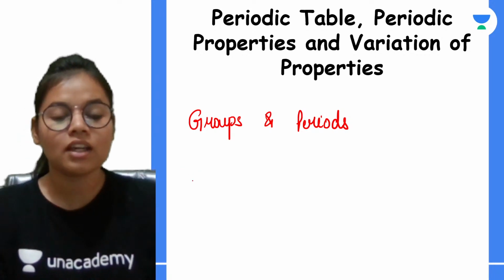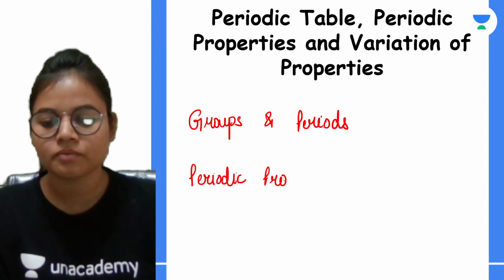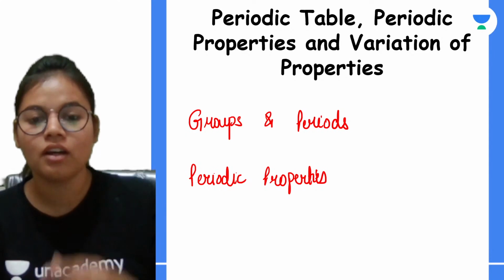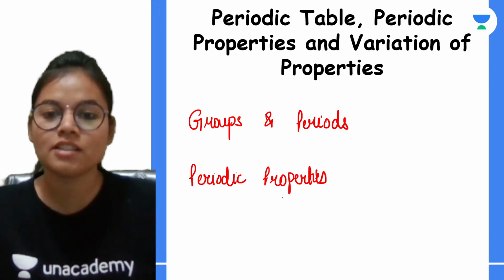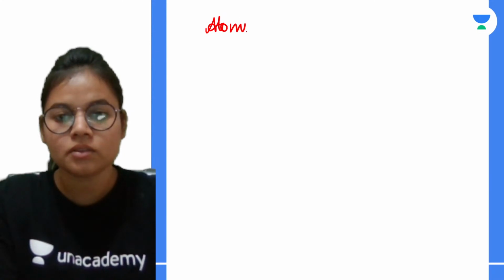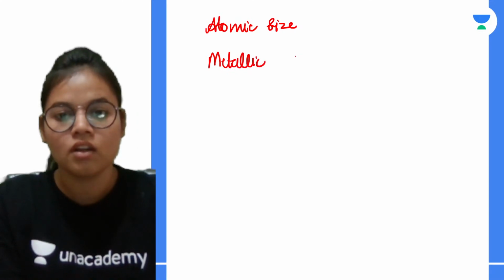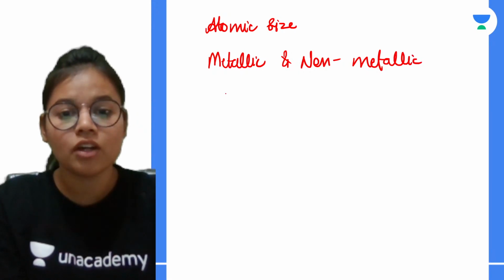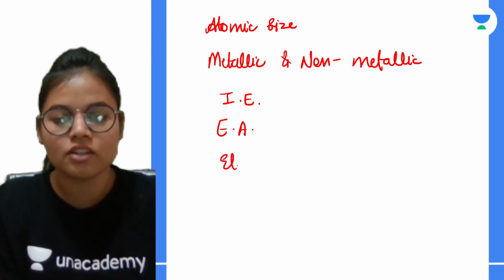Okay so we will be learning about groups and periods, then we will be learning about periodic properties. ओके तो इस वाले चैप्टर में in your 10th grade ICSE we are basically going to focus on 6 periodic properties. Okay and those periodic properties will be atomic size, उसके बाद हम लोग पढ़ेंगे metallic character, metallic and non-metallic character. Okay then we are going to study about ionization enthalpy, electron affinity and electronegativity.